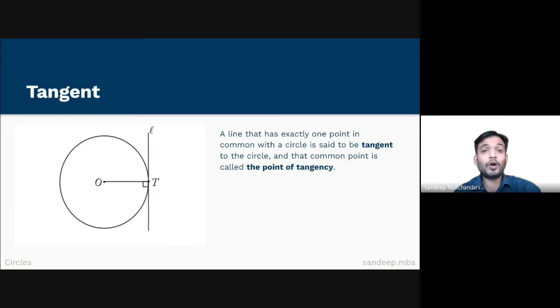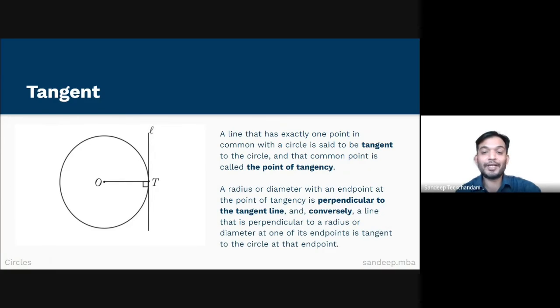A radius or diameter with an endpoint at the point of tangency is perpendicular to the tangent line. And conversely, a line that is perpendicular to a radius or diameter at one of its endpoints is tangent to the circle at that endpoint. For example, the line L is perpendicular to the radius OT.